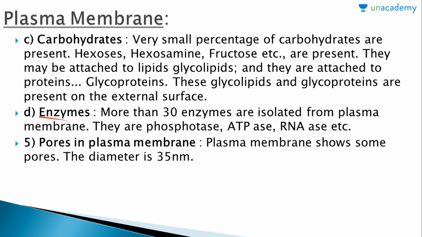Okay, so next we have the enzymes. So more than 30 enzymes are isolated from plasma membrane. They are phosphatase, ATPase, RNase, etc. ATPase means an ATP degrading enzyme, RNase means an RNA degrading enzyme, phosphatase means a phosphate degrading enzyme. Okay, pores in the plasma membrane. Plasma membrane shows some pores. The diameter of them is approximately 35 nanometer.